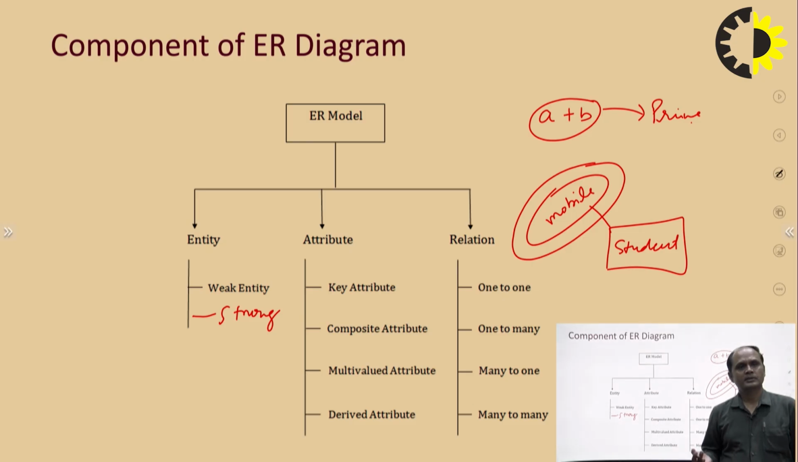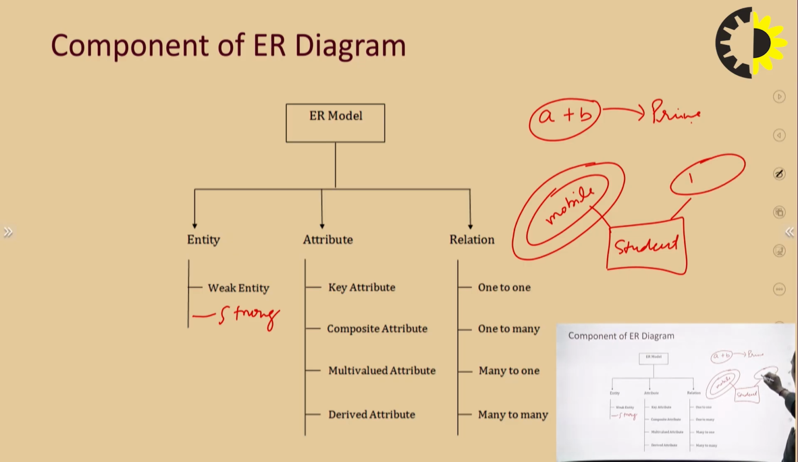Suppose we have discussed the derived attribute. What is a derived attribute? Suppose a student has an attribute called DOB, and DOB is a simple, normal attribute, and the student has, suppose, the attribute age. So how can age be calculated? Age can be calculated from the DOB. So it can be derived from the DOB, then age is called a derived attribute.